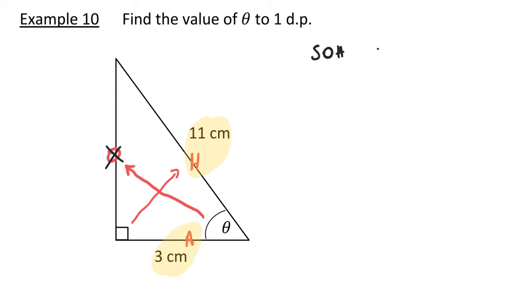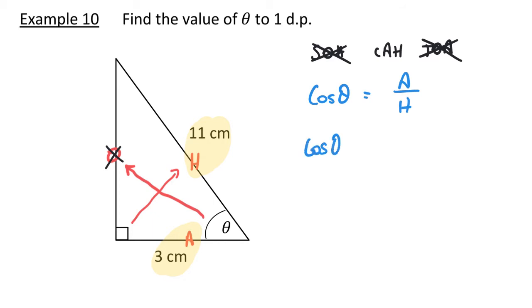So if we write down our SOHCAHTOA and we get rid of the ones which have an O in it, so that's going to be SOH and TOA, what we're left with is CAH, which means the cos of theta is the adjacent over the hypotenuse. Putting in the information we know, we don't know theta, that's the one we're trying to find out. The adjacent is 3 and the hypotenuse is 11. So cos theta equals 3 over 11.